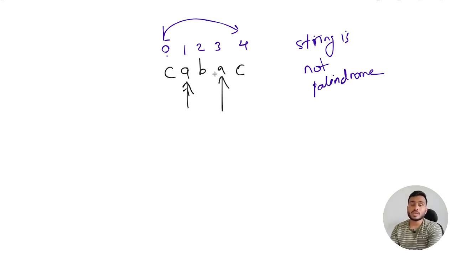So now again we'll do the same. We'll compare whether elements present at these two indexes are equal or not. If they are equal, we can say that the string still can be a palindrome. But if they are not equal, we can say that the string is not a palindrome. So this is the basic logic. I hope you will get more idea about this logic when I actually write the code. So let's go to VS Code and start writing the code for it.